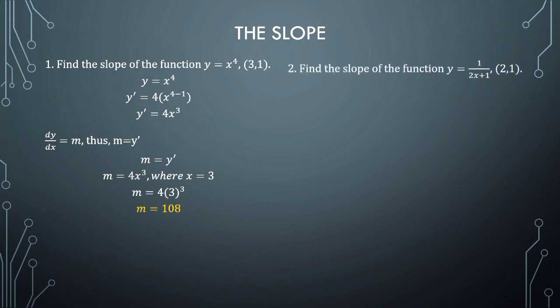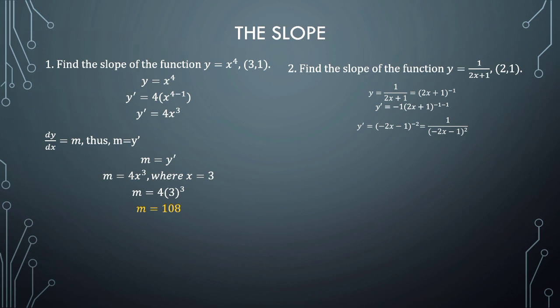In the second example, find the slope of the function y equals 1 over 2x plus 1 at the point (2, 1). To find the slope, we also need to find the derivative of the function y equals 1 over 2x plus 1. To find its derivative, we need to change the function 1 over 2x plus 1 into 2x plus 1 all raised to negative 1. Then use the power rule, wherein n would be negative 1. So negative 1 times 2x plus 1 all raised to negative 1 minus 1. So the derivative would be negative 2x minus 1 raised to negative 2.